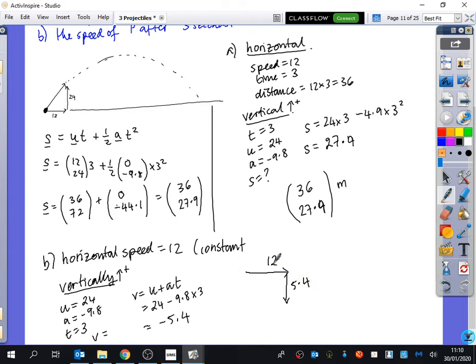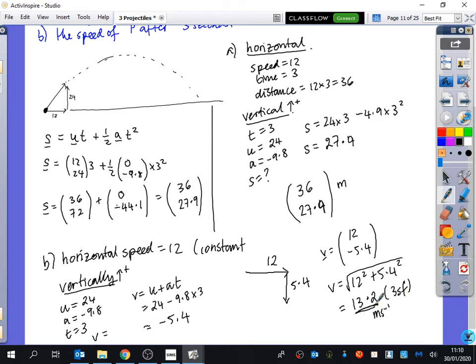But that's what the velocity is. The velocity is 12 and minus 5.4. I don't want that. I want the speed. So what do I do for the speed? I Pythagorize. So I just do your 12 squared plus your 5.4 squared. And you get whatever you get. Yeah? 13.2, actually, to 3 significant figures.